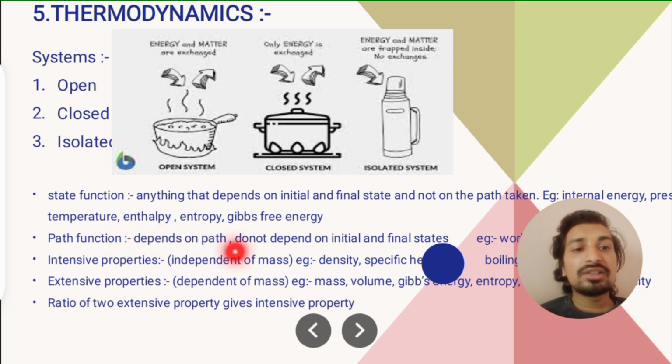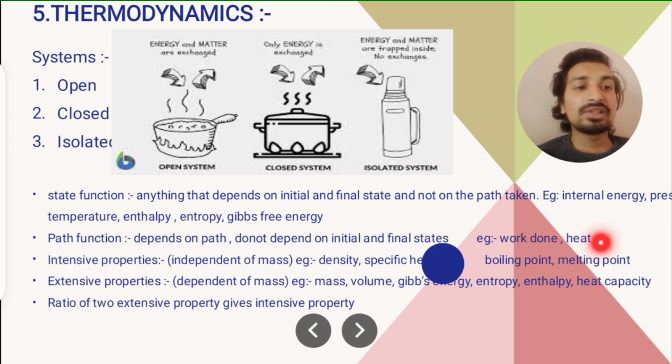Path functions are functions which depend on the path, not only on the initial and final states. Examples of path functions are work and heat. Intensive properties are independent of mass, they don't depend on mass. Examples are density, specific heat, boiling point and melting point. Extensive properties are mass, volume, Gibbs free energy, entropy, all these. They are dependent on mass.